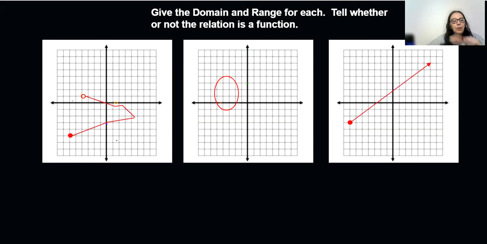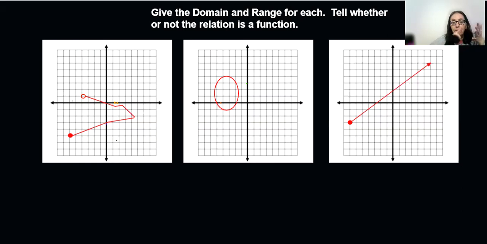And today we are going to look at a few graphs, as you can see, and we're going to find the domain, the range, and then determine if it's a function. Now, if you've been watching my other videos, I know you can look at these right now and tell me if they're functions or not. But let's go through them.